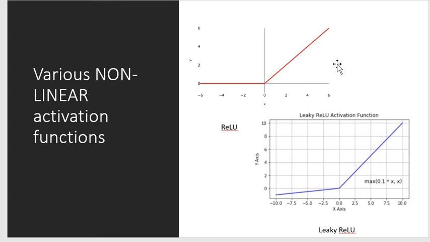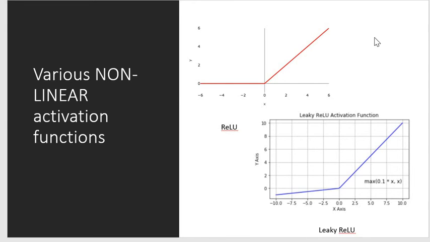But still, the main disadvantage of this ReLU function is the dying ReLU problem. This means that when the input approaches 0 or is negative, the gradient of the function becomes 0. The network cannot perform backpropagation and hence it cannot learn.